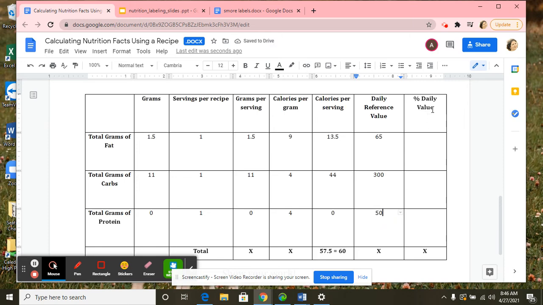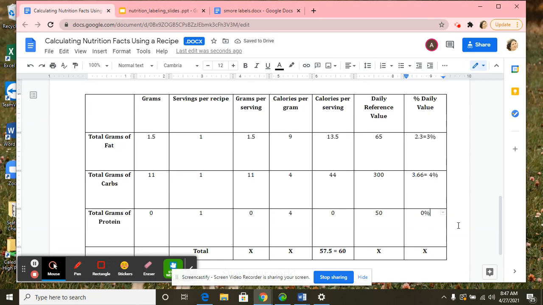Okay. So now, to calculate this percent daily value, I have to look at the grams that were used divided by the daily reference value times 100. So for this instance, for fat, we're going to go 1.5 grams of fat divided by the 65 they say we can have in a day, multiplied by 100 to give me 2.3, which is going to round up to 3%. And do that same thing with carbs. We have 11 grams divided by 300 times 100 is 3.66 repeating, which is going to be rounded up. Okay, we have 0 divided by 50, so that's 0% of our daily intake for protein.